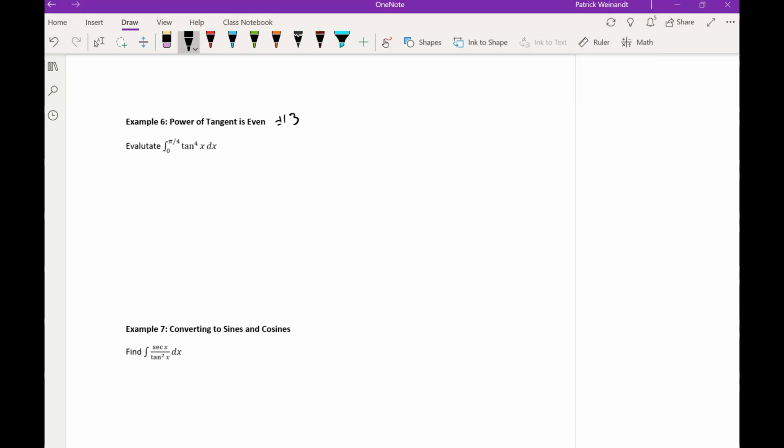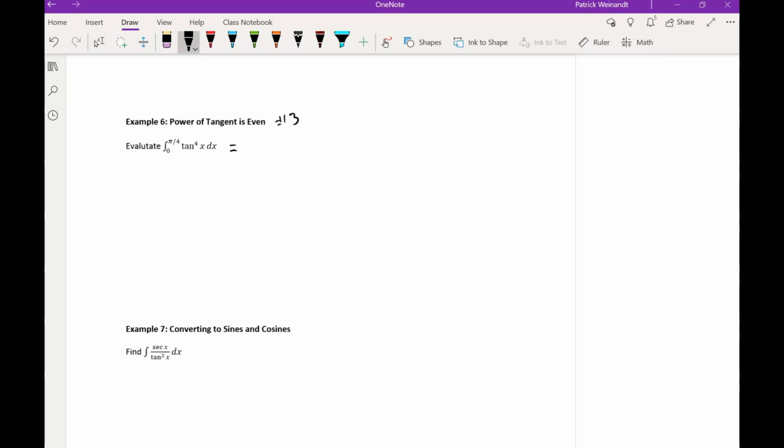And what we want to do in this instance, since there are no secant factors and the power of tangent is even and positive, is convert a tangent squared factor to a secant squared factor. That way, we can do the u du and then basically have a power rule. Because remember that the derivative of tangent is secant squared, so our u is going to be tangent, our du is going to be secant squared. So we're going to first factor out a tangent squared factor and then apply a Pythagorean identity.